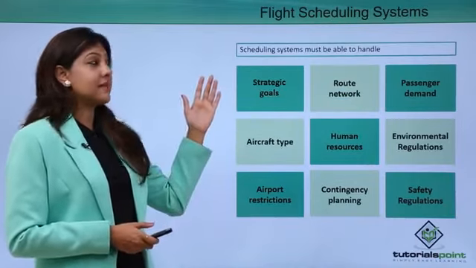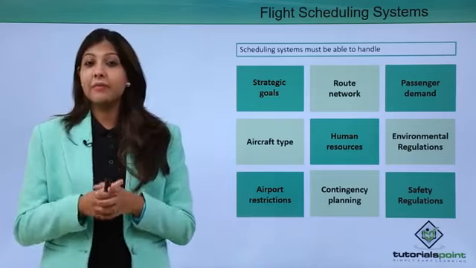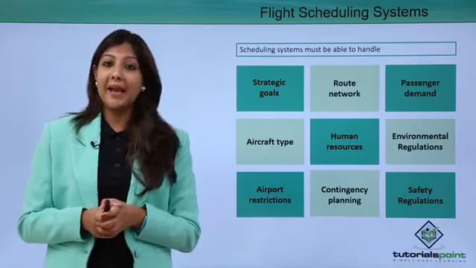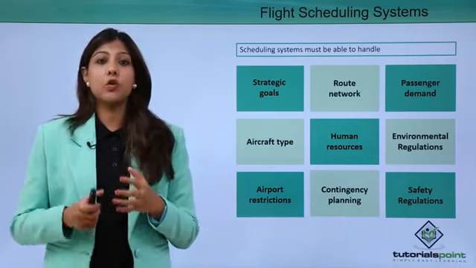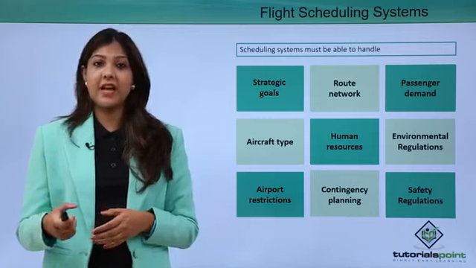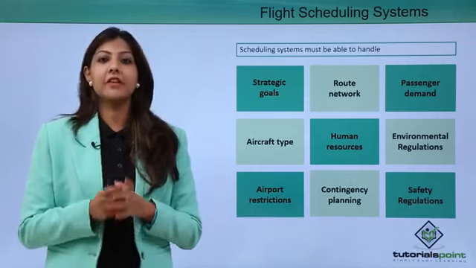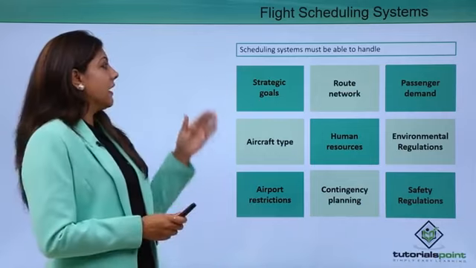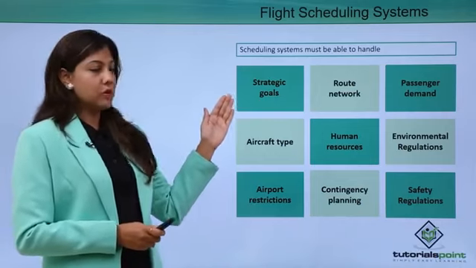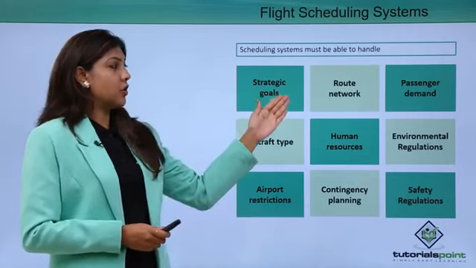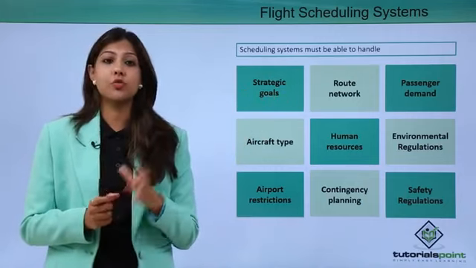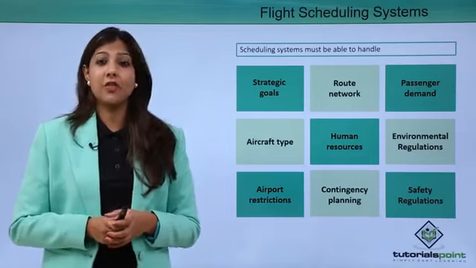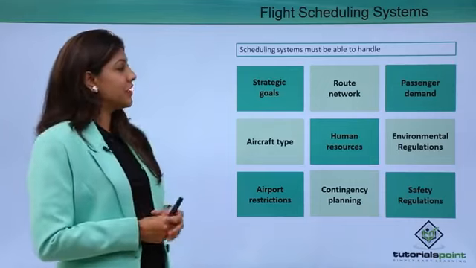Coming to flight scheduling systems, well, schedules are very important in flights because passengers rely on these schedules whenever they need to plan a particular travel. So if they are looking at morning flights or late evening flights, the schedules of the flights are given to the passengers on the websites of these particular airlines. Looking at them, there have to be strategic goals which are decided. Route network, the airline decides which routes it wants to operate on and which routes it does not want to operate on, depending on the profitability of that particular route.